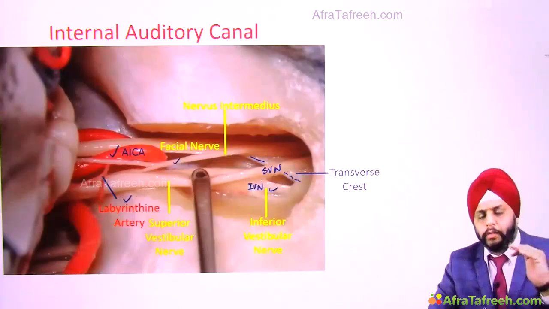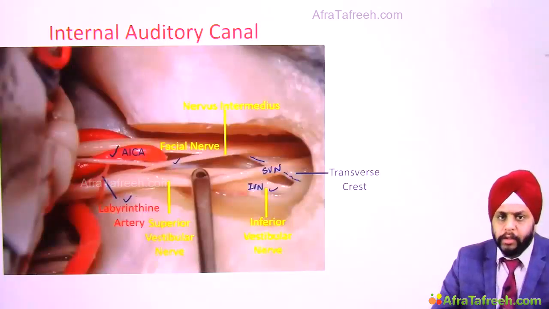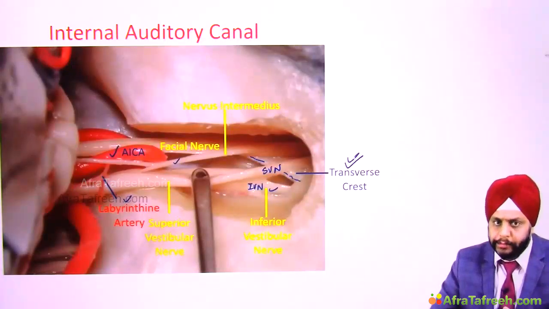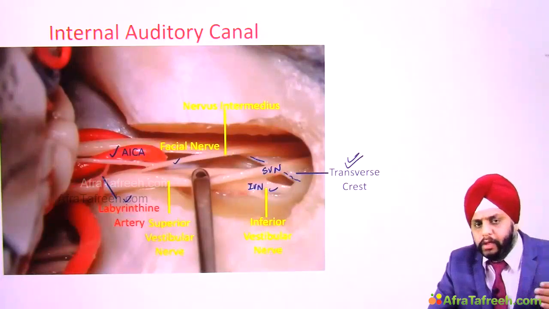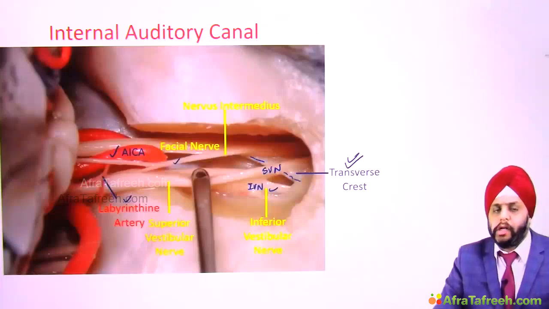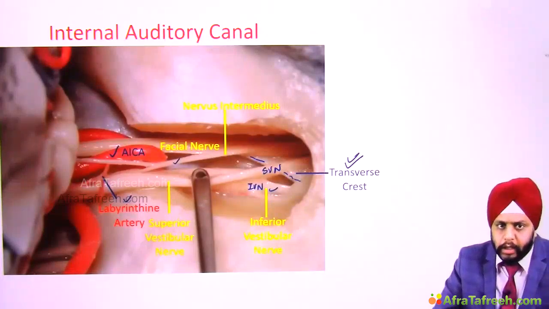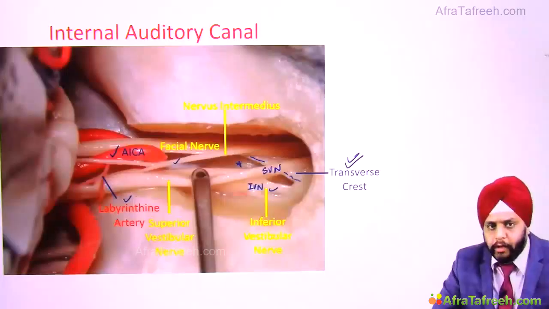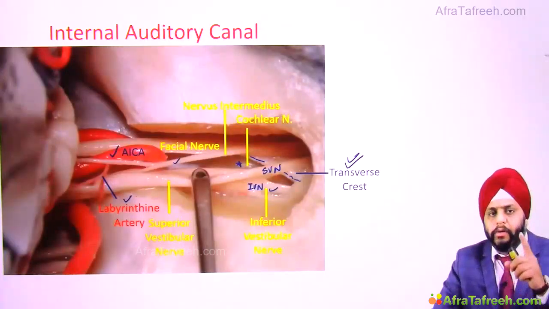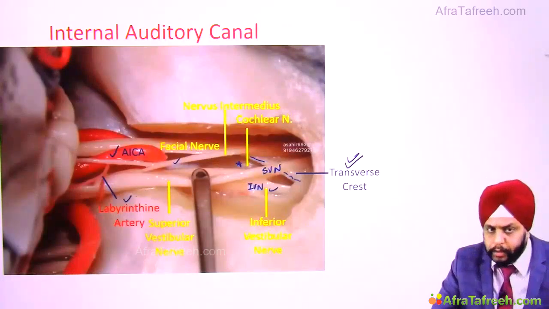So the superior vestibular and facial nerve are going above this ridge of bone, that's known as the transverse crest, right? The inferior vestibular nerve you can see is going below this transverse crest. And you can see over here that there is a nerve below the ridge, just below the facial nerve, that is your cochlear nerve. So that is the cochlear part of the eighth nerve, right?